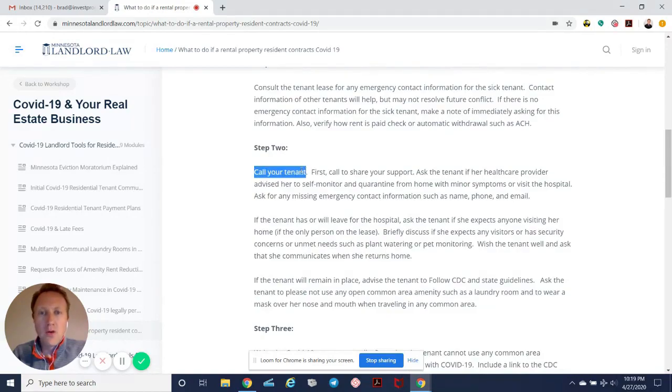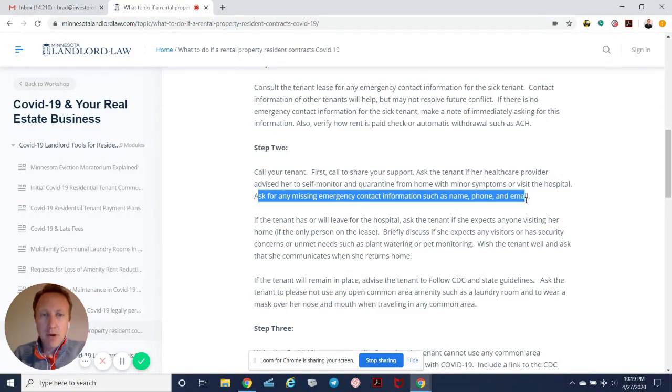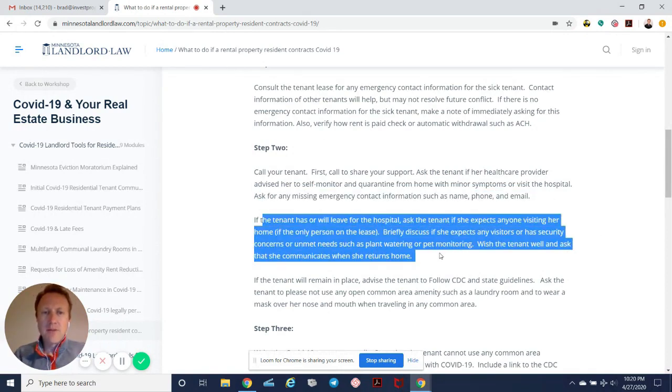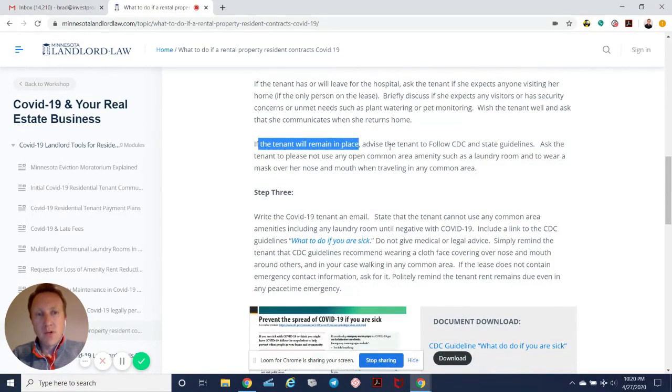Step 2, call your tenant. First, you want to share your support. After being notified, you want to reach out to them. Your first question should not be, how are you going to pay your rent? You should also talk to them, understand their background, ask for any missing emergency contact information, name, phone, email, etc. Have a brief discussion with the tenant about whether they expect anyone to come visit the unit, and whether there will be anyone in there who may need access while they're gone, and they can contact you, the property owner or manager. You can obviously remind them of CDC and state guidelines if they remain in place.